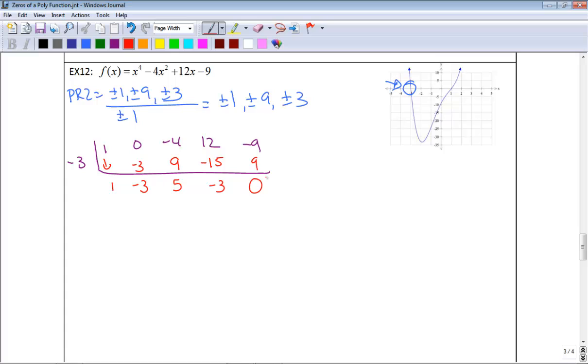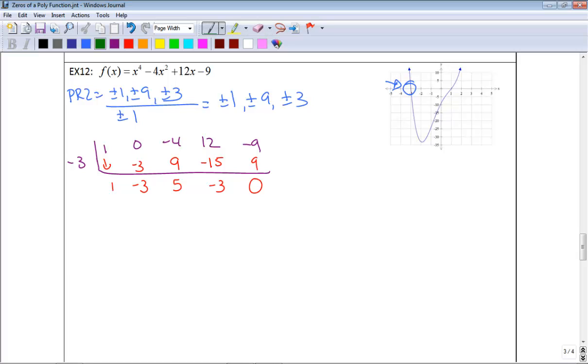Is this something that I can factor, or is it quadratic? If this is the fourth power, this is a cube. So this is the same as x cubed minus 3x squared plus 5x minus 3. This is a cube. Is it factorable? Factor by grouping? Actually, it's not. So I have to keep going. This is the first time I've had to keep going.